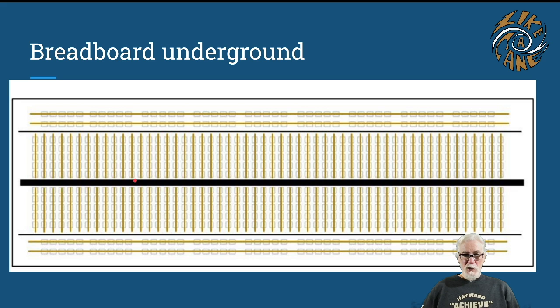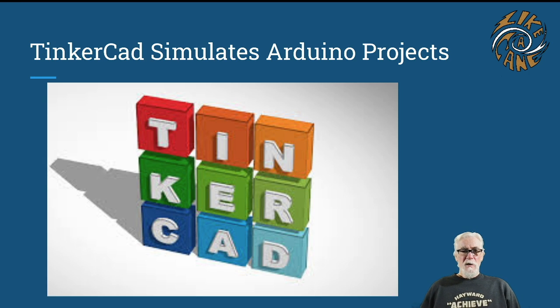There's this thing in the middle, I call it the ditch. It's a physical separation. It's just a hole in the plastic, sort of a ditch in the plastic, that disconnects these holes from each other. But if you jump across that ditch by putting a circuit element across the ditch, then you can connect them. So that's what's underneath a breadboard, and you need to keep this map in your head as you use a breadboard to build circuits.